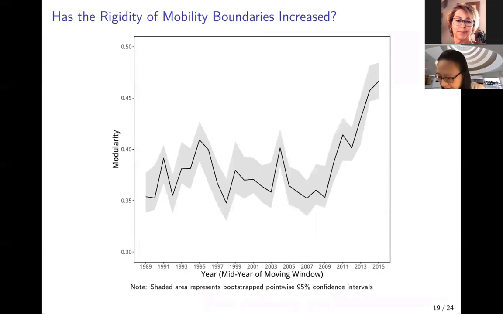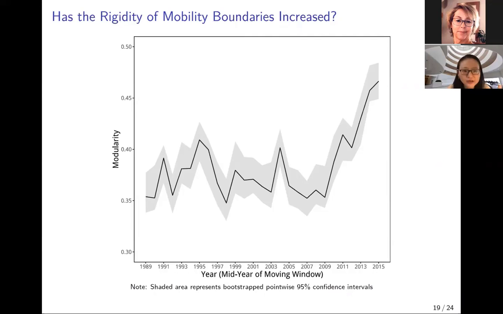Okay, so the second plot that I want to show is whether the rigidity of class boundaries or mobility boundaries has changed over time. This is one of the questions that we always care about whenever we look at a mobility table. My first question is the rigidity of the system. Here, rigidity is measured by modularity that I introduced earlier. So it's basically how strongly flows tend to cluster within boundaries. And the shaded areas are confidence intervals.